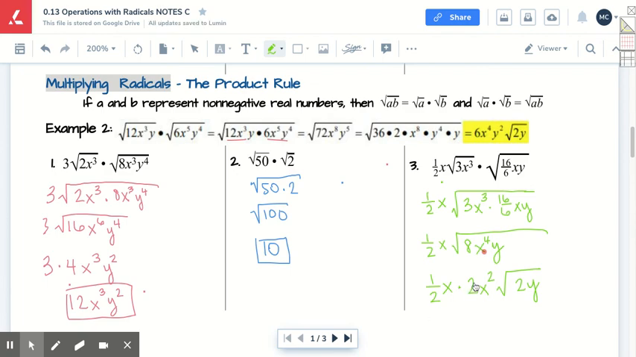All right, finally, I need to put these together here. So this is multiplication. I'm multiplying 1/2 times 2, which is 1, and x times x squared, which is x cubed. The 1 I don't have to write because it's not necessary. And so that gives me x cubed times the square root of 2y.